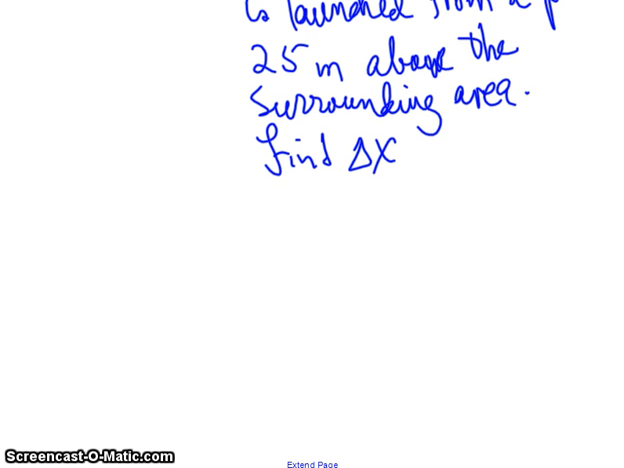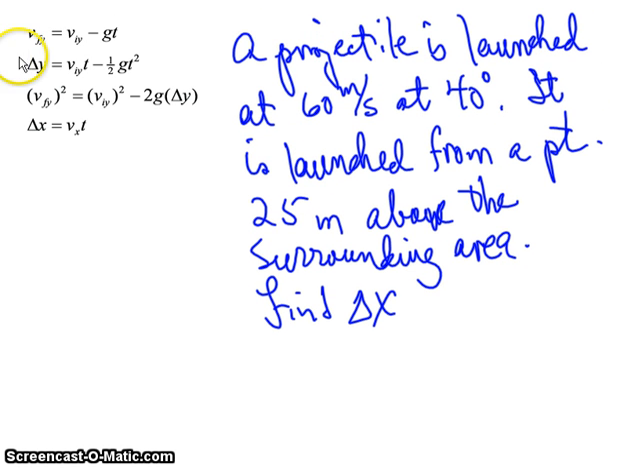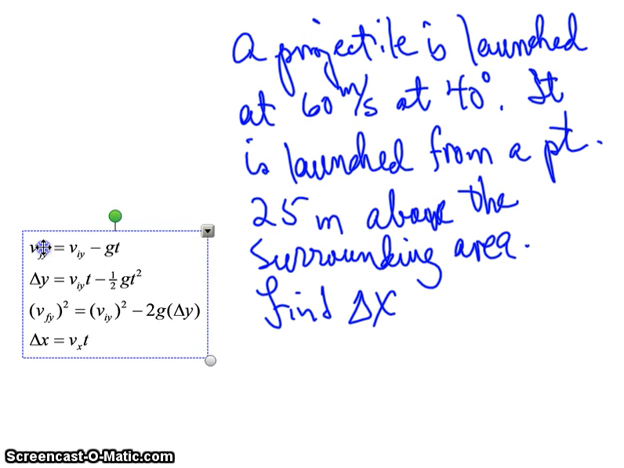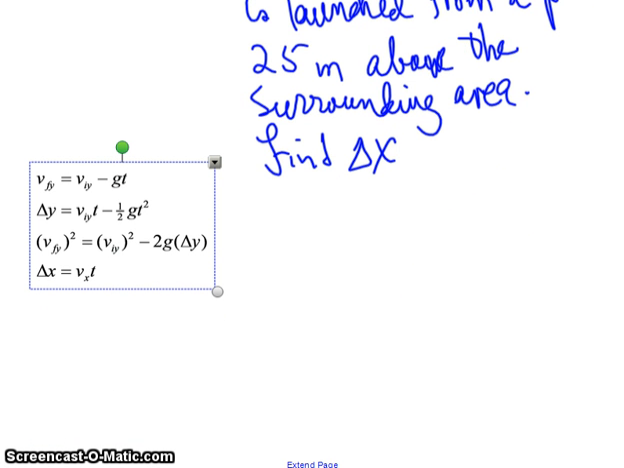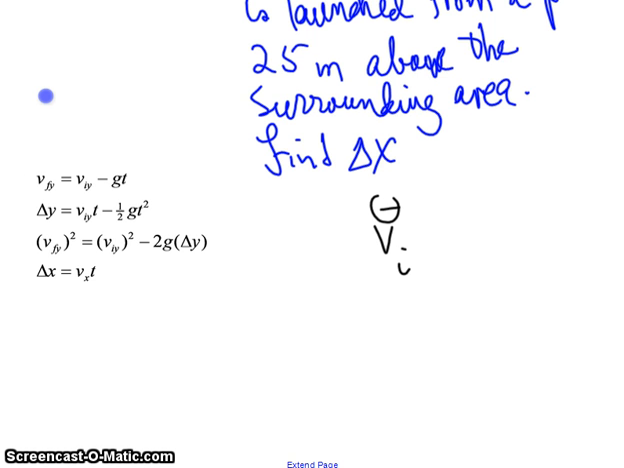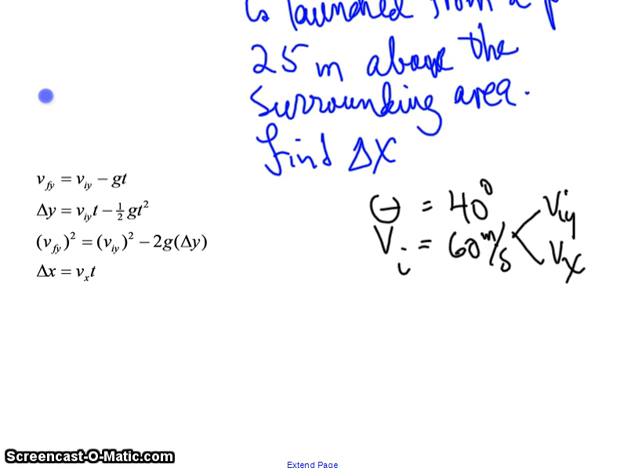In fact, let me scroll back up here. And let's just drag them down a bit so we can see them a little more. First thing we're told is that it's launched at 60 meters per second. So we have to identify a bunch of things. We have to identify the angle, the v initial, which we then have to break. So that angle is 40 degrees. V initial, which is 60 meters per second, which we now have to break into v initial y and vx.